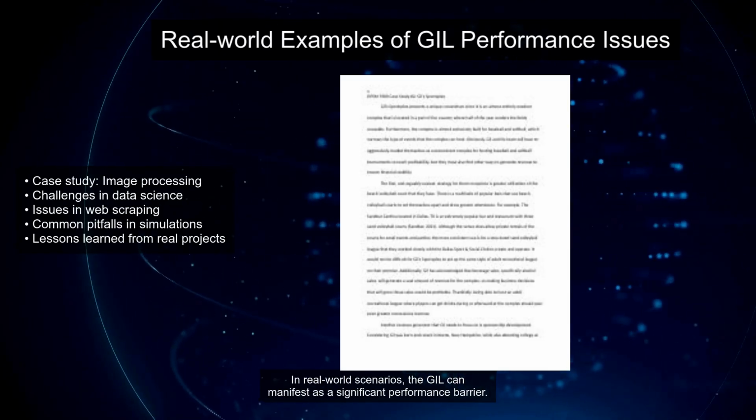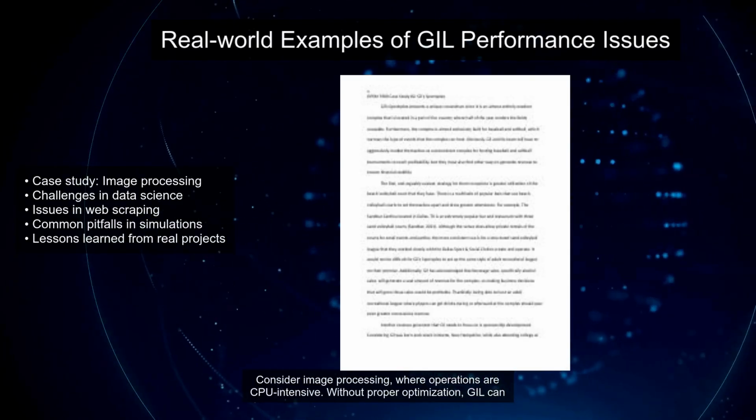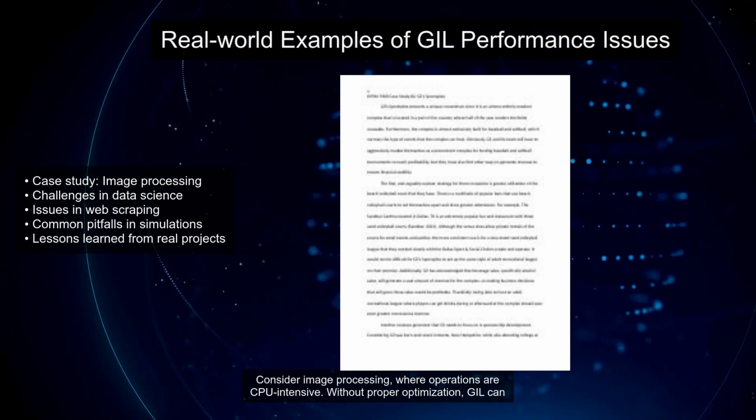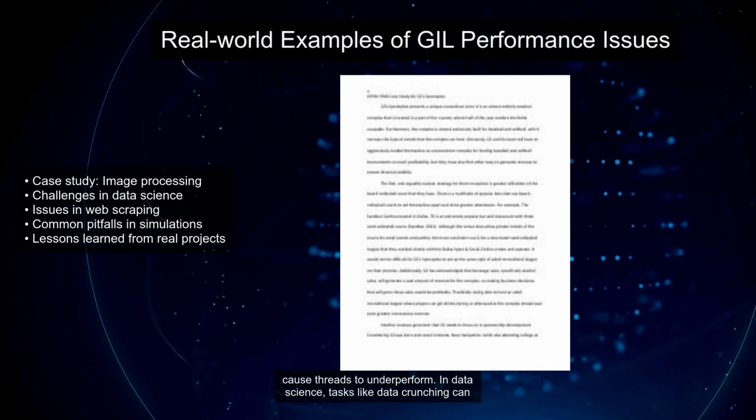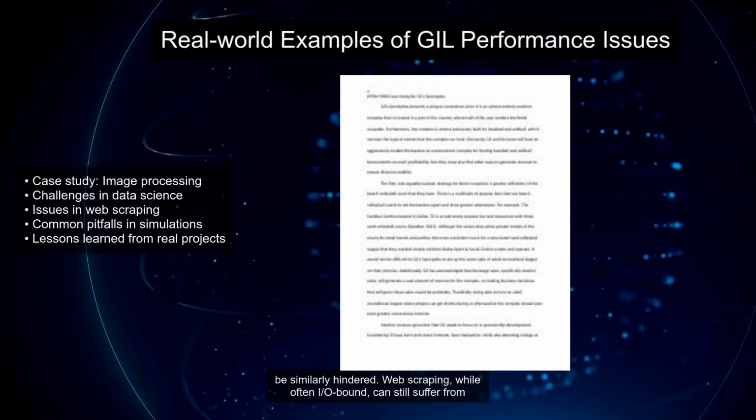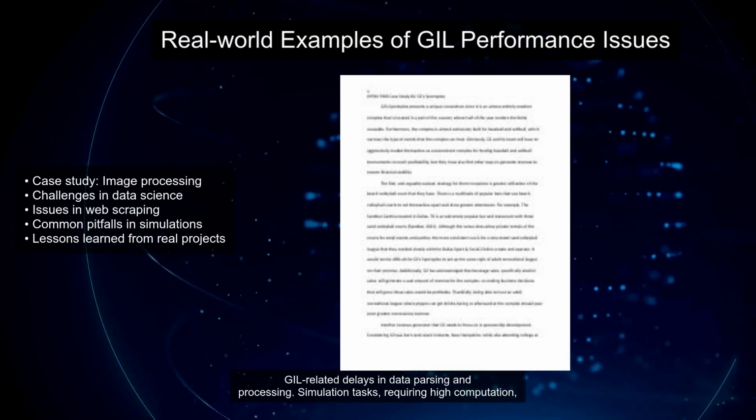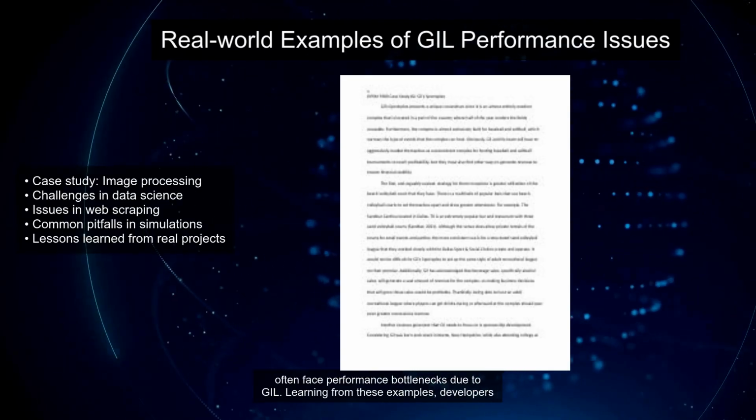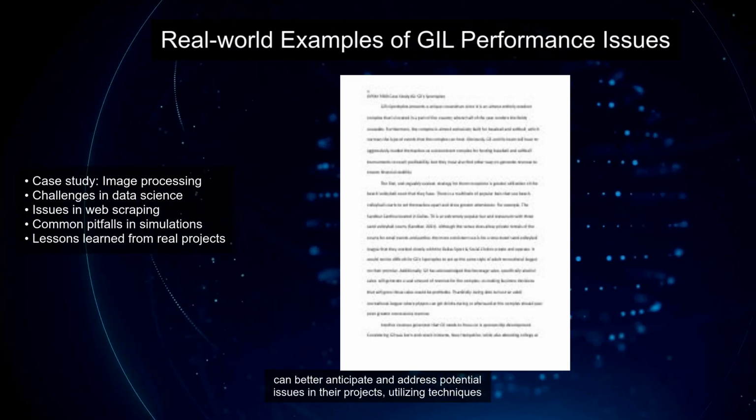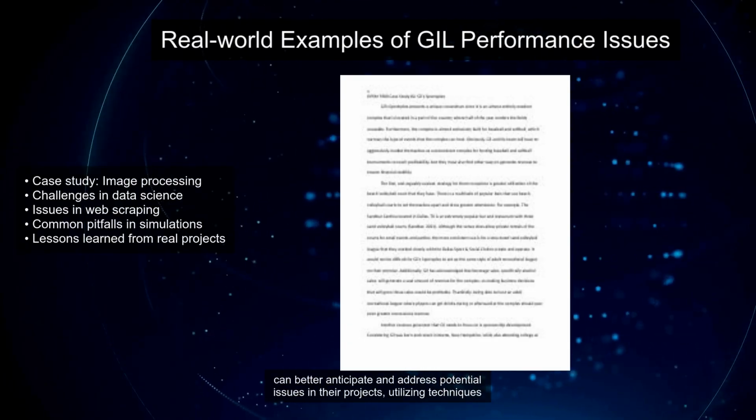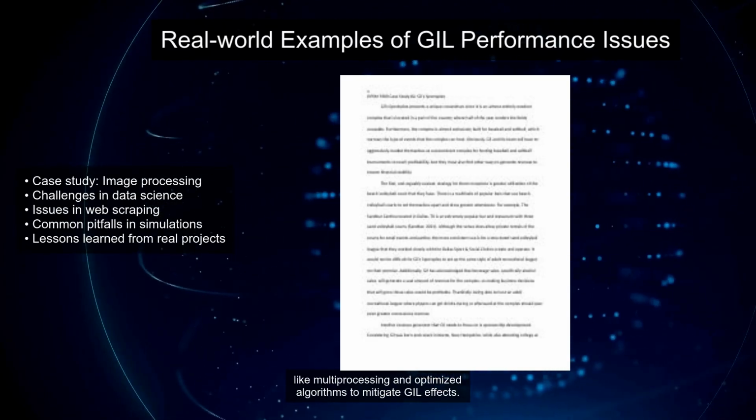In real-world scenarios, the GIL can manifest as a significant performance barrier. Consider image processing, where operations are CPU-intensive. Without proper optimization, the GIL can cause threads to underperform. In data science, tasks like data crunching can be similarly hindered. Web scraping, while often I/O-bound, can still suffer from GIL-related delays in data parsing and processing. Simulation tasks, requiring high computation, often face performance bottlenecks due to the GIL. Learning from these examples, developers can better anticipate and address potential issues in their projects, utilizing techniques like multiprocessing and optimized algorithms to mitigate GIL effects.